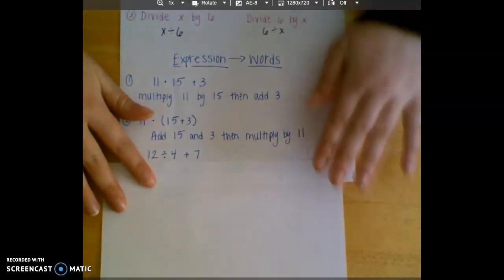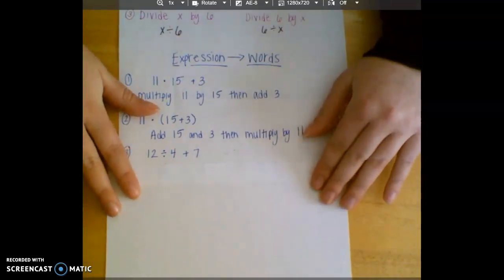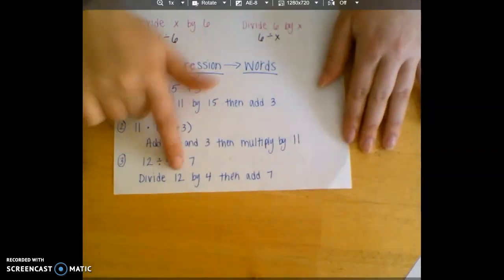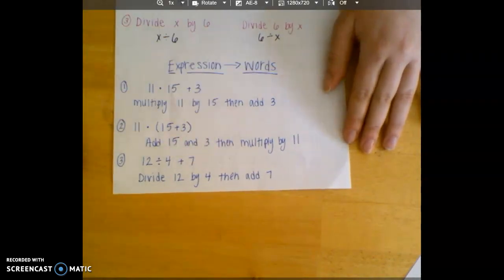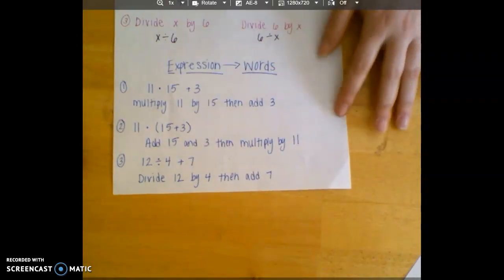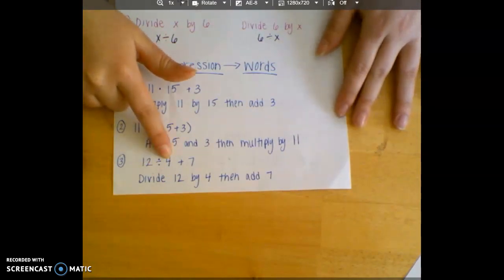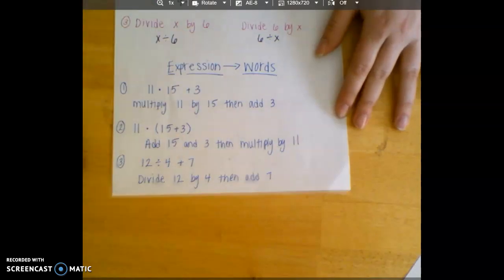Here's our last one. We have 12 divided by 4 plus 7. What do you think? We know we're going to divide 12 by 4. Then I'm going to add 7 after I get my answer. We know if I did 12 divided by 4, I would get 3. And then I would add 7 to get 10 as my answer.